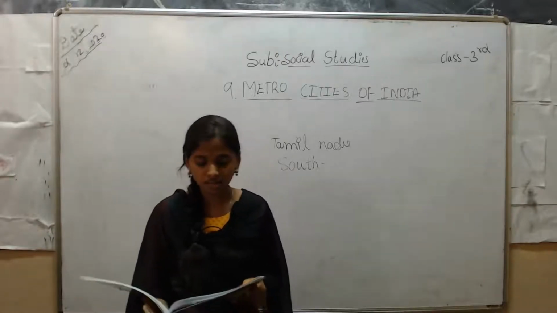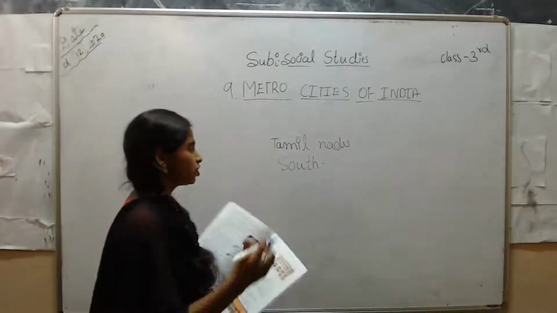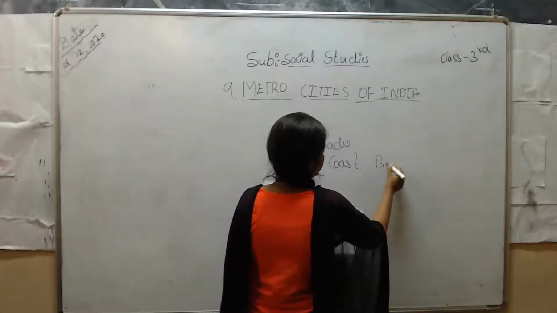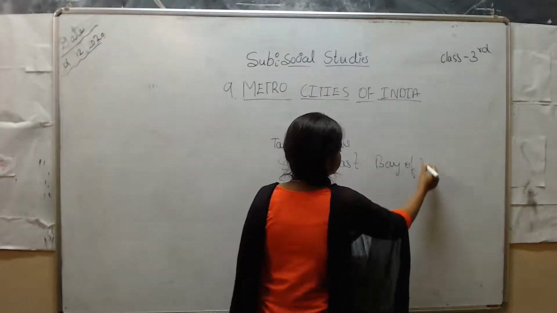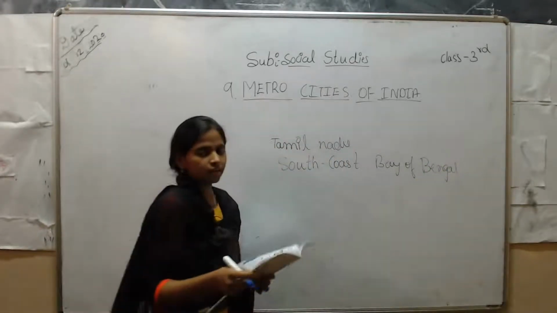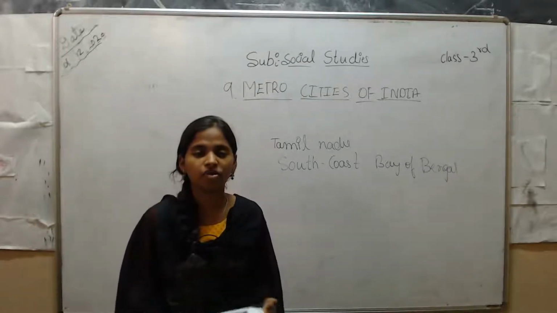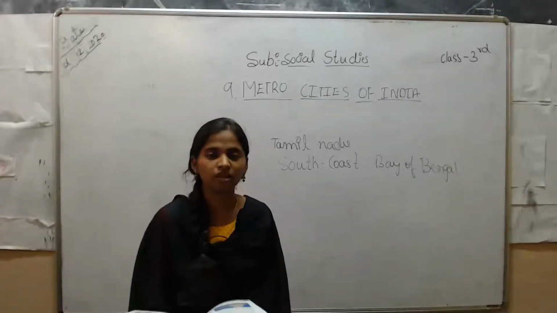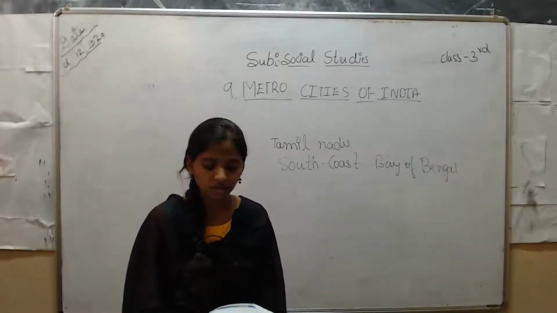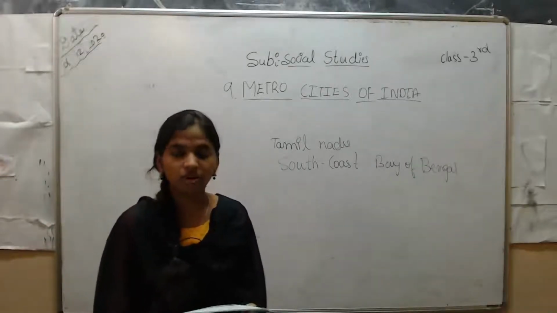It lies on the south coast of India along the Bay of Bengal. In which coast does it come? South coast, under the Bay of Bengal. Yes, I told you, it has the longest beach in India, that is Marina Beach. That is the famous beach present in this Tamil Nadu state. So it lies on the southeastern coast of India along the Bay of Bengal.